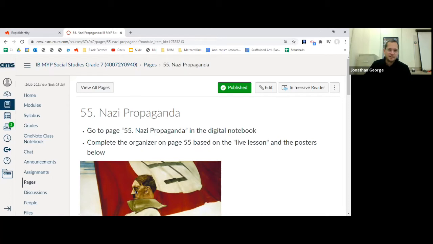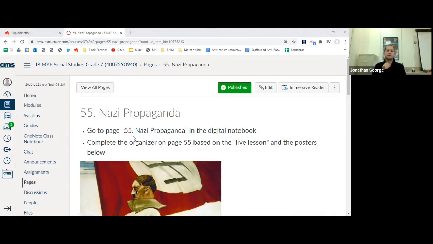So everybody go to 55 in your digital notebook. 55 in your digital notebook. I'll give you 30 seconds. All right, everybody should be on page 55.